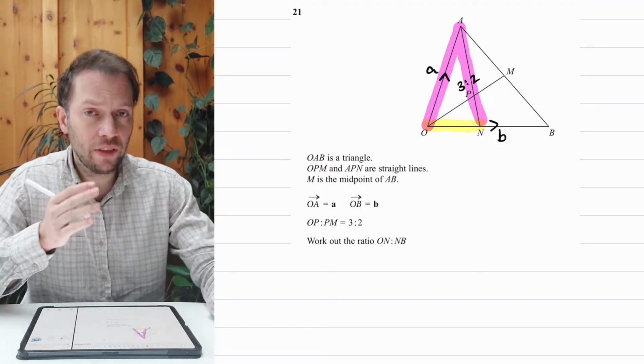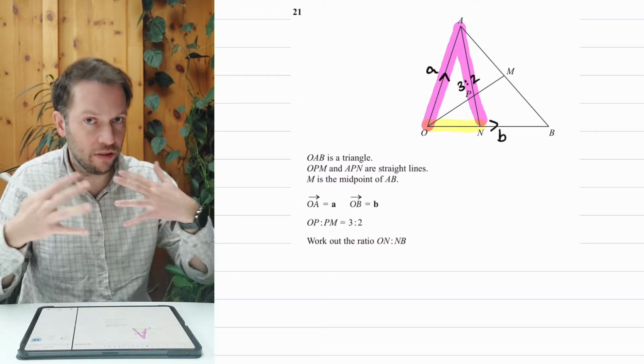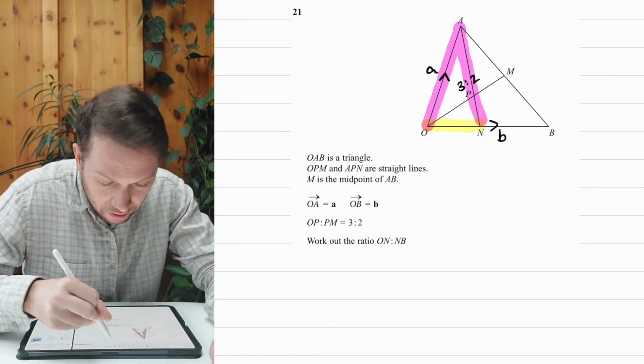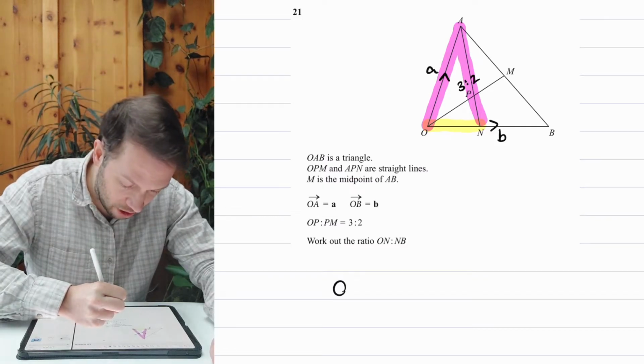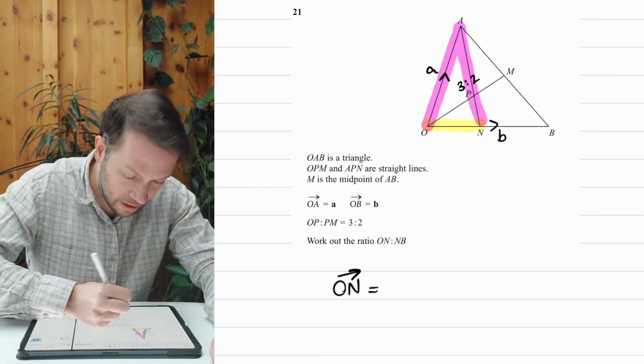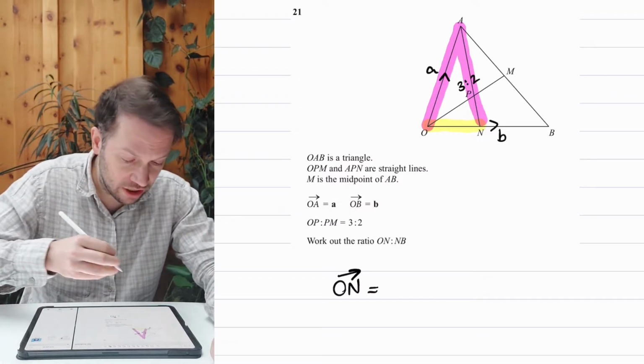So let's try and find those two different vectors and then let's see how we can somehow compare them to work out the sort of unknowns that we have here. So let's start with O to N using the yellow route. So O to N, well, we don't know what fraction, it's some fraction of B, but we don't know what fraction that is.